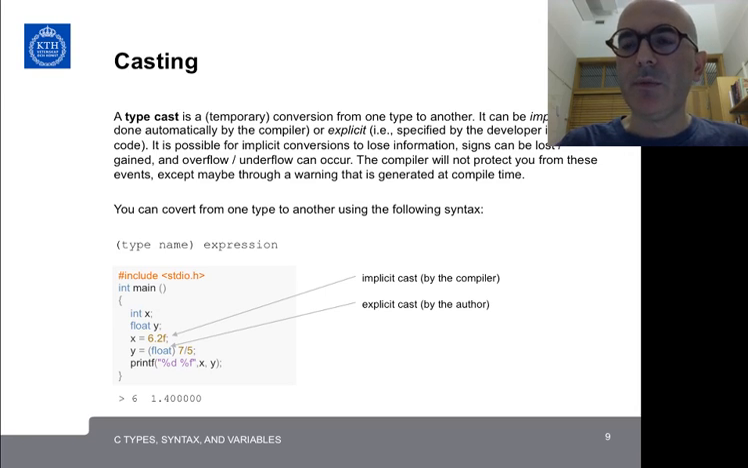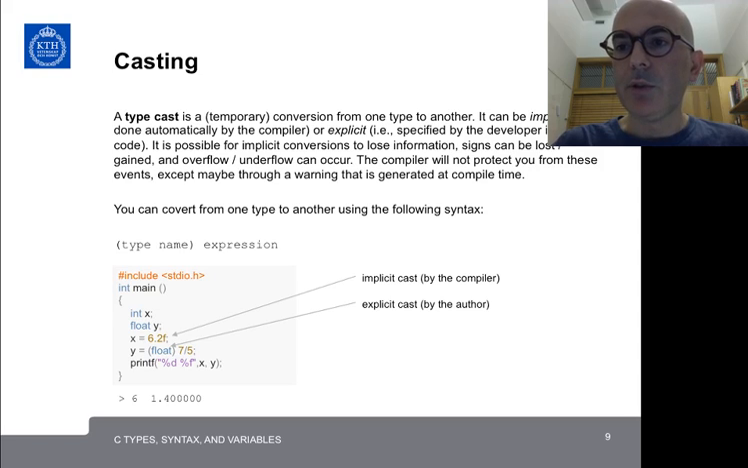A typecast is a conversion from one type to another. There are two kinds of cast, implicit and explicit. Implicit cast is done automatically by the compiler, while explicit cast is done by yourself. A very important point is that during the cast, it's possible for implicit conversion to lose accuracy, sign, and have arithmetic overflow, underflow. The compiler will not protect you from these dangers. However, the compiler might give you a warning generated at compile time.